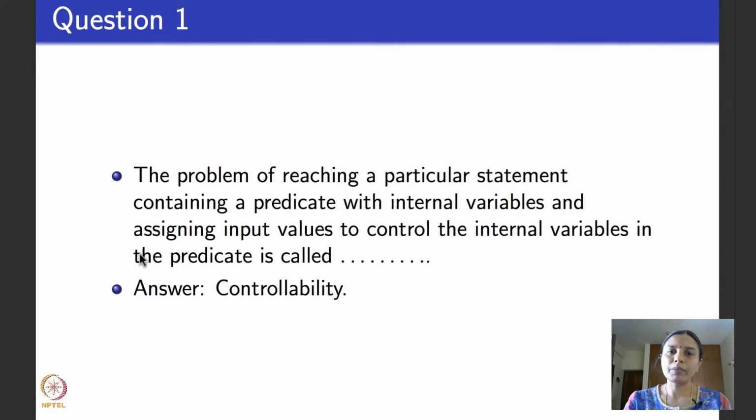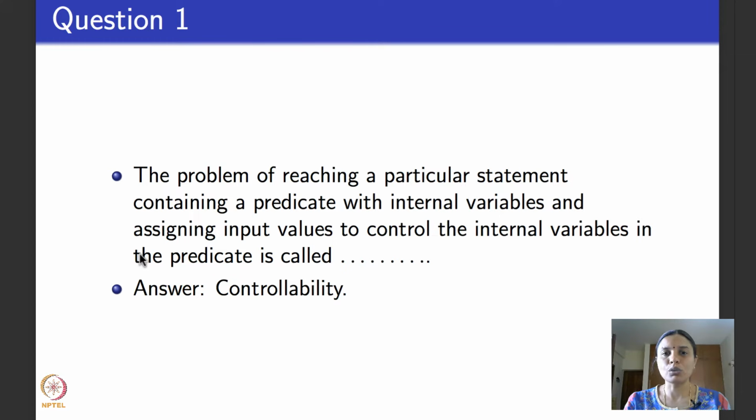It was a problem of reachability and controllability, or RIPR criteria as we called it in the first week. So some predicates in source code purely contain internal variables, may not contain any inputs. So I need to be able to reach those predicates and effect whatever coverage criteria that I want to effect on them by changing values of inputs. Right, so this question is about that.